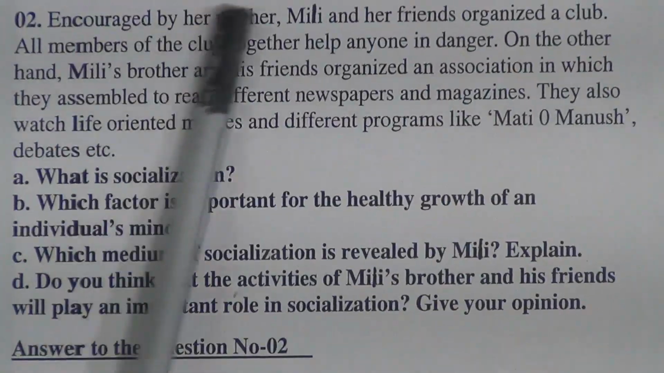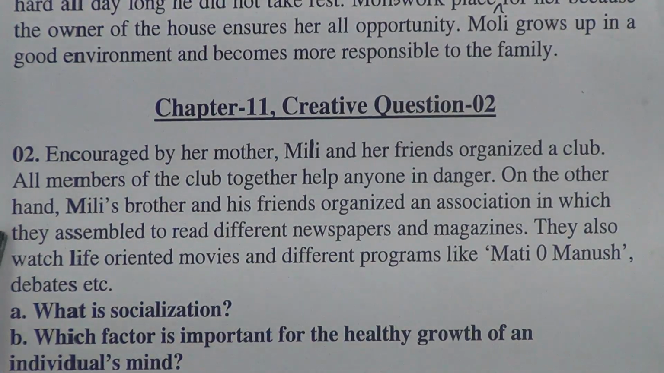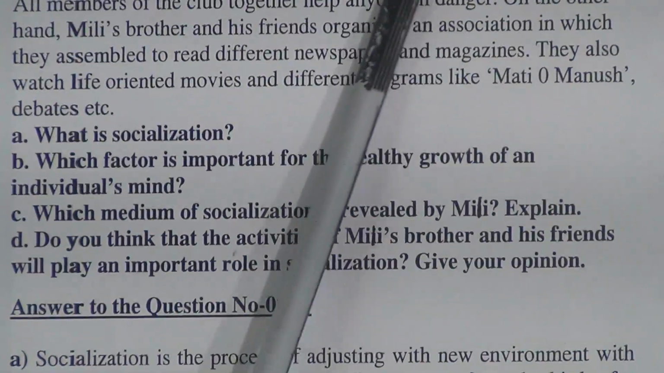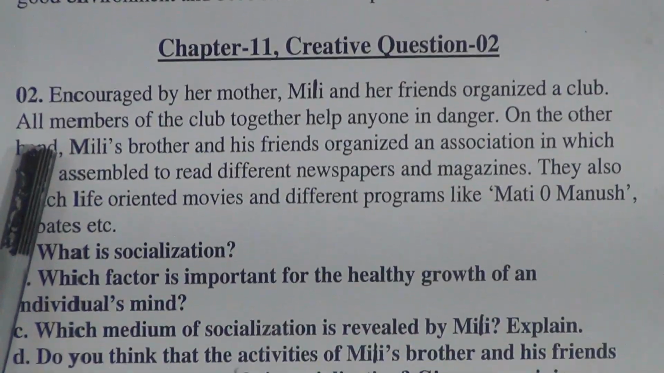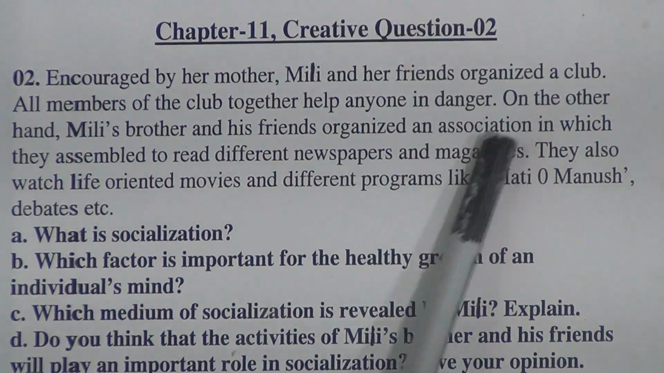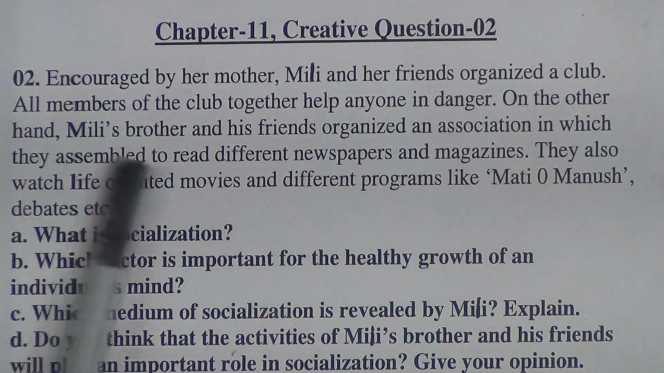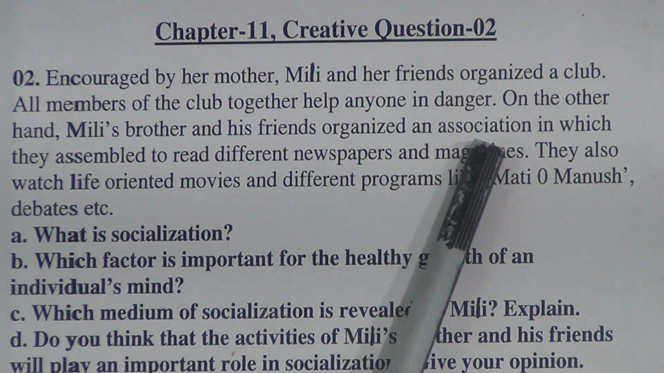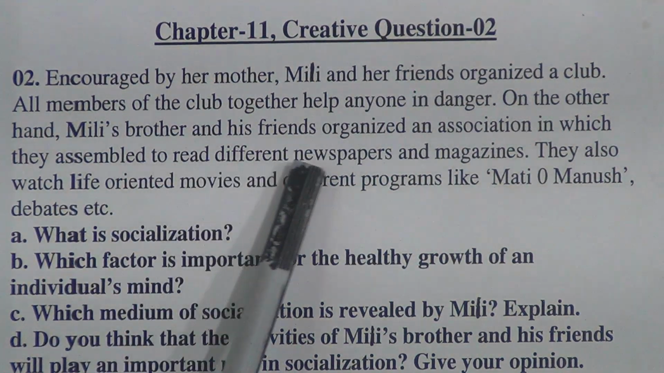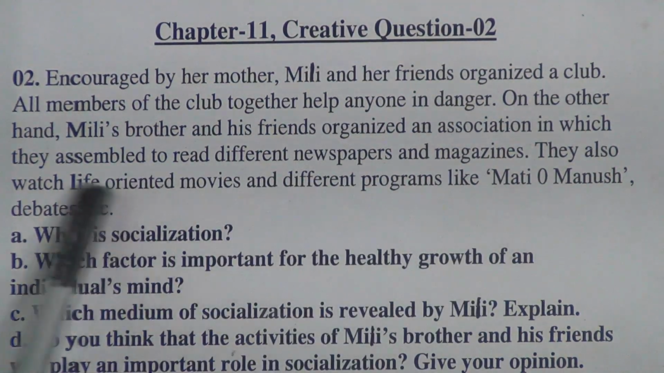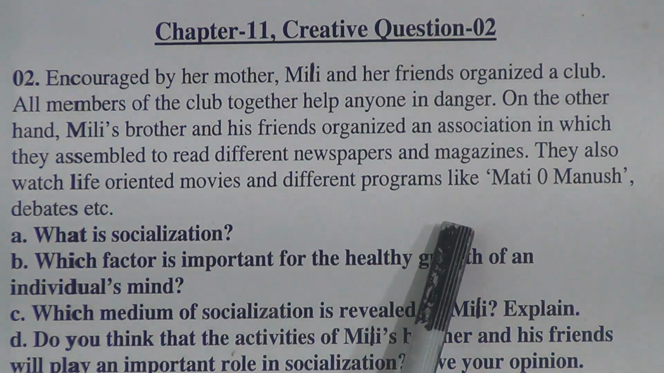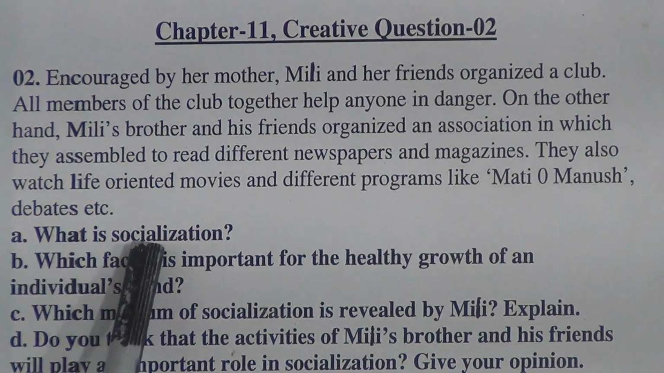So Chapter 11, Creative Question 2. Number 2 question is, encouraged by her mother, Millie and her friends organized a club. All members of the club together help anyone in danger. On the other hand, Millie's brother and his friends organized an association in which they assembled to read different newspapers and magazines. They also watch life-oriented movies and different programs like Mati O Manush, debates, etc.